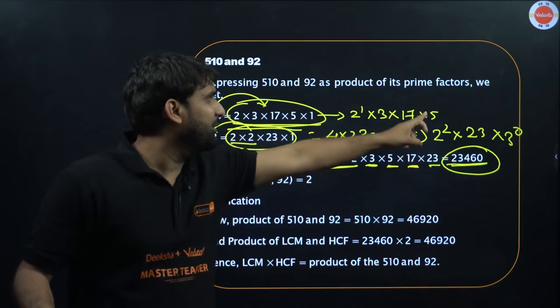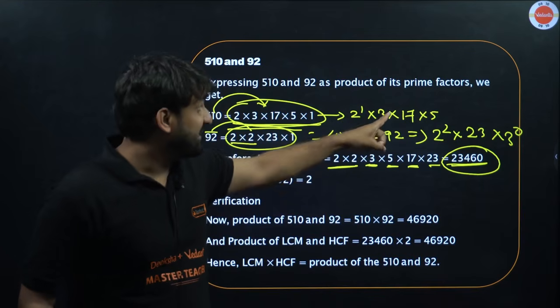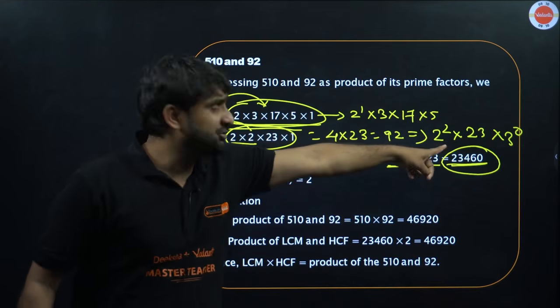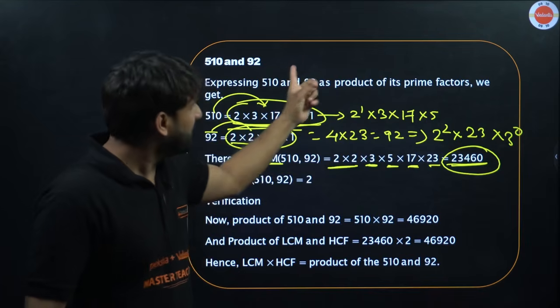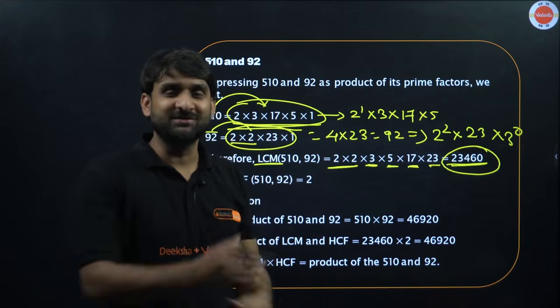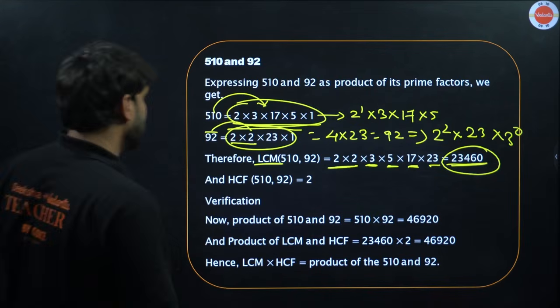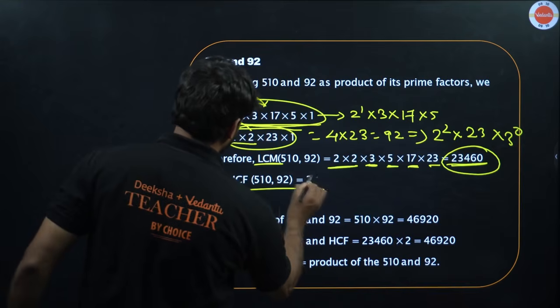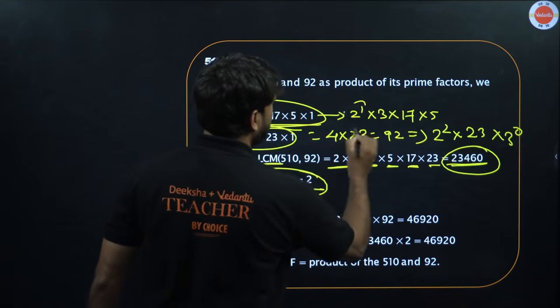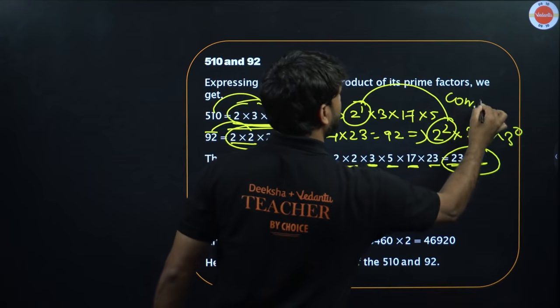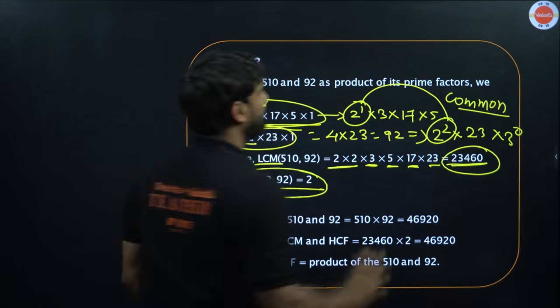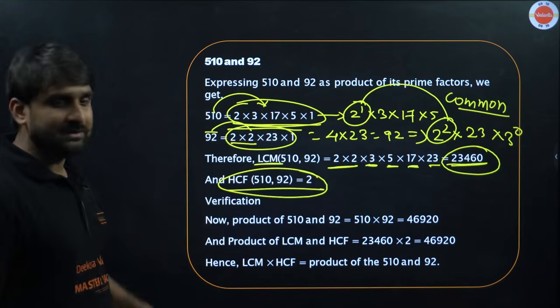Similarly, 17 will be ignored and 5 will be ignored, because 17 is present in that prime factor which is not present here. 5 is present in the prime factor of that number, but it is not present here. It means which is common? 5 to power 0. So only 2 will be considered here, because here is 2 and here is 2. This 2 is common in both. That is why this is the highest common factor.